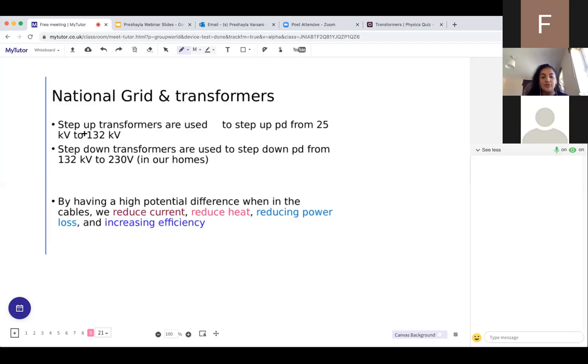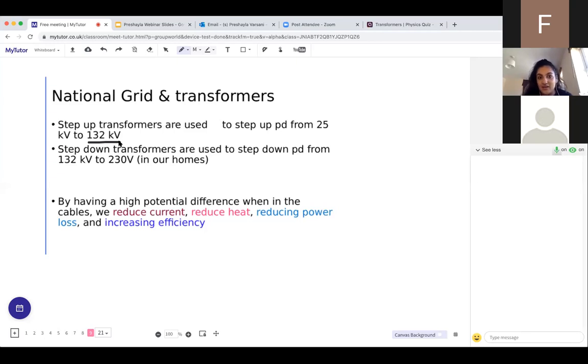Yeah? So the reason that we do this is all about cost, all about efficiency. So by having a really high, and it is really high, potential difference in our cables, in the sky, we have 132 kilovolt potential difference. So by having a high potential difference, we can reduce the current. This reduces the amount of heat created, which reduces the power loss, the energy loss to heat, and increases the efficiency, which makes it more cost effective for the UK.